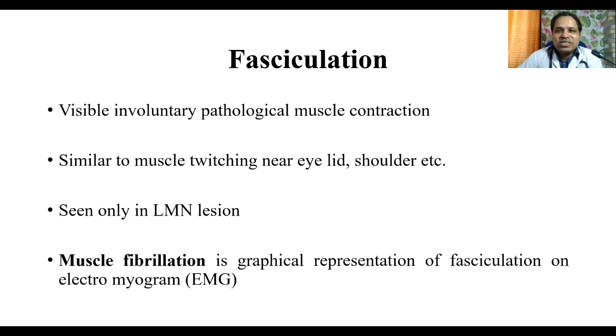Now we'll talk in terms of fasciculation. You would have heard fasciculation many times. What does fasciculation mean? It is a visible, involuntary, pathological muscle contraction. Similar to when you get some muscle twitch near your eyelid or shoulder without your knowledge, the muscle is shaking, and you can visibly see the skin getting shaken, isn't it? This is seen only in the lower motor neuron lesion, not in the upper motor neuron lesion. We'll see why. If you take the fasciculation in terms of graphical representation, that is called muscle fibrillation, and the graph is termed as electromyogram.